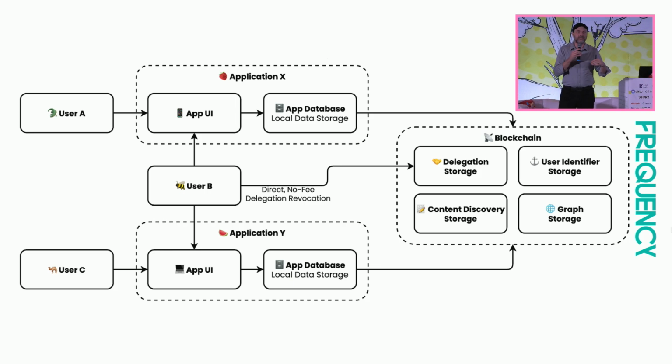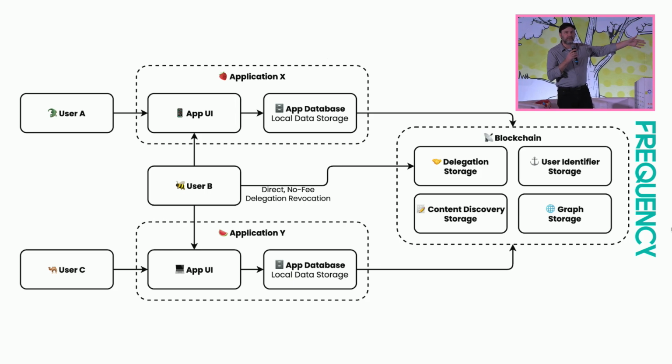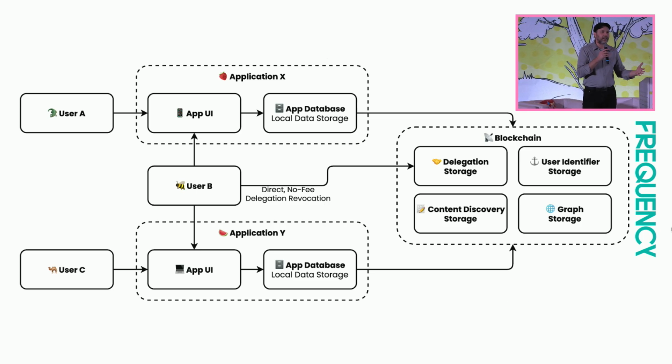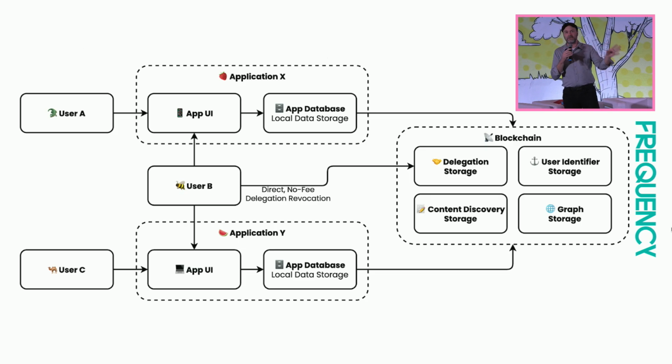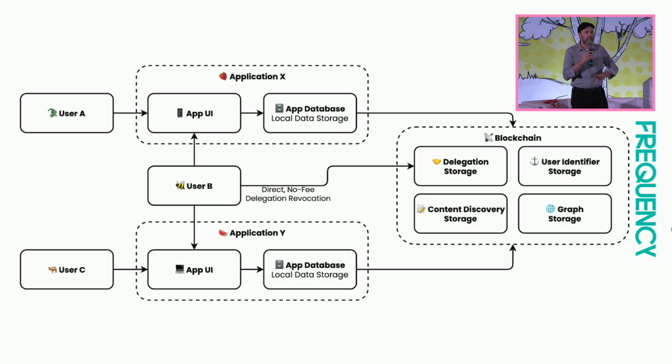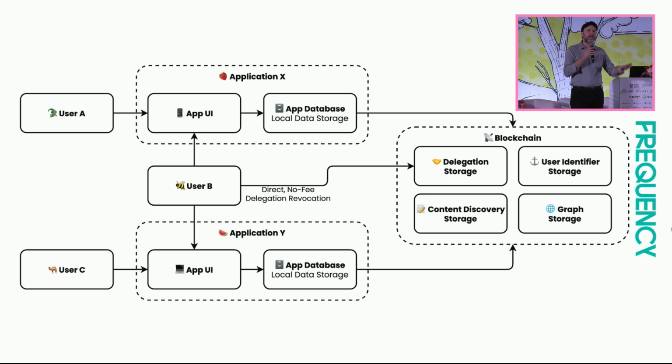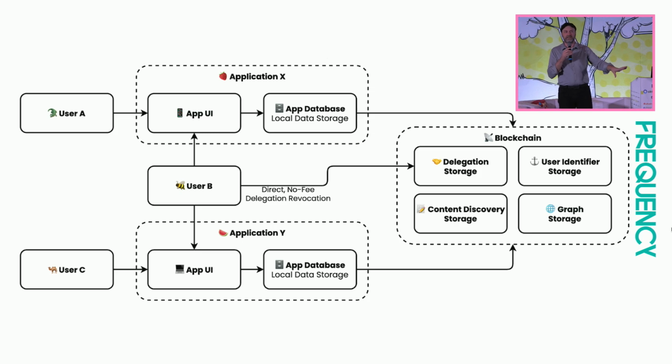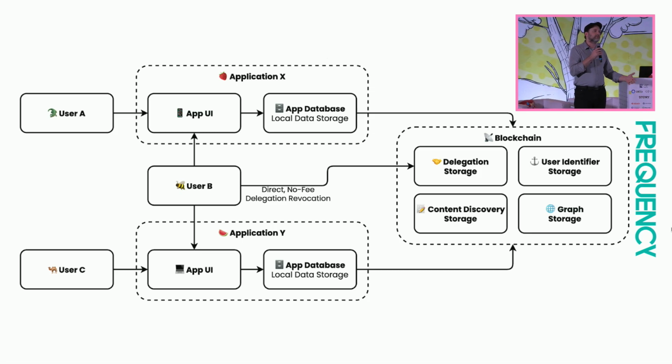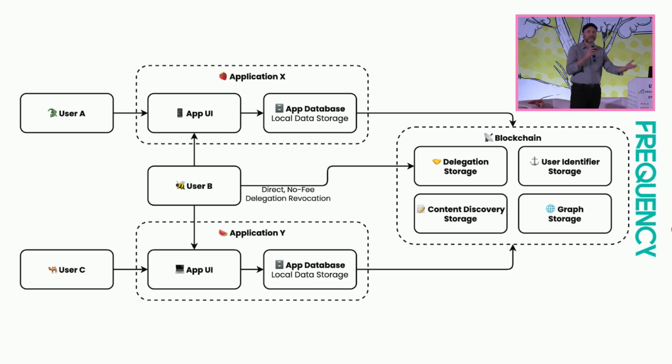There are still ways to ensure self-sovereignty through direct no-fee delegation revocation, but a delegation system allowed us to say, okay, instead of users having to worry about all the complexity of the blockchain and such, we're going to push that complexity over to the applications, which are probably run by people who have software engineers and people who can interact with that complexity.